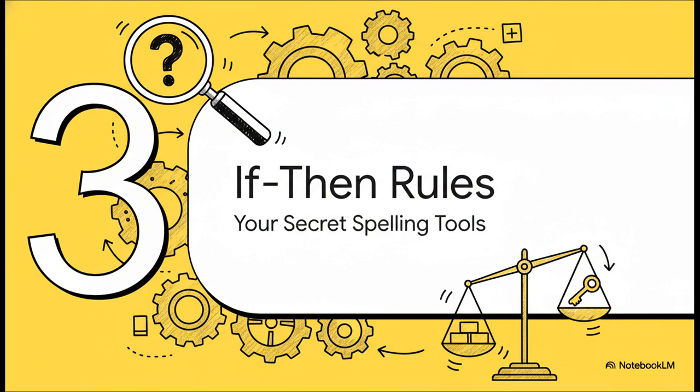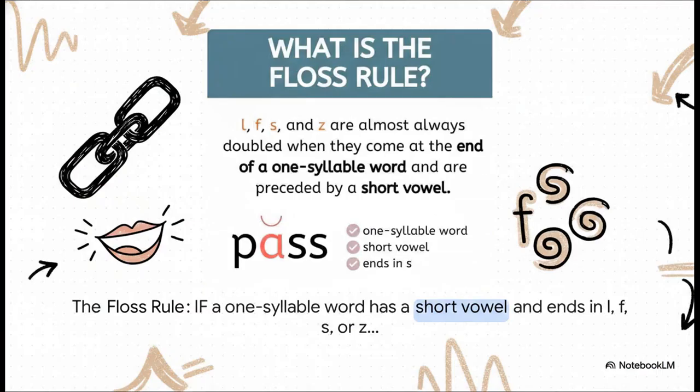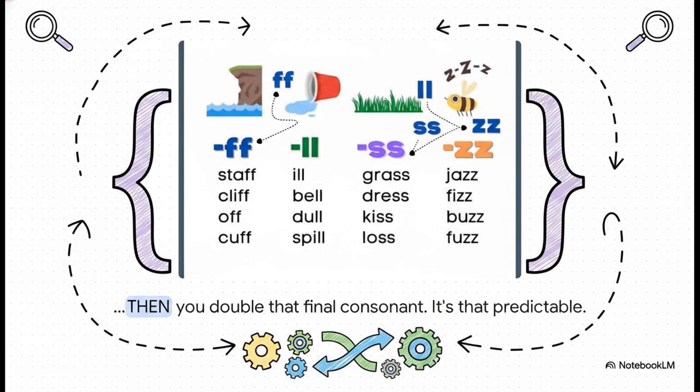So, now that we have our syllable types down, let's add some really powerful if-then rules to our spelling toolkit. These aren't just a bunch of random exceptions. Think of them as your secret weapons. Let's start with something called the FLOSS rule. It's a simple little checklist. So, if a word has only one syllable, and it has a short vowel sound, and it ends in an L, F, S, or Z sound, then you double that final consonant. That's it. It's why words like staff, ill, grass, and buzz are spelled the way they are. They all follow this exact, predictable pattern, a perfect example of a hidden rule hiding in plain sight.